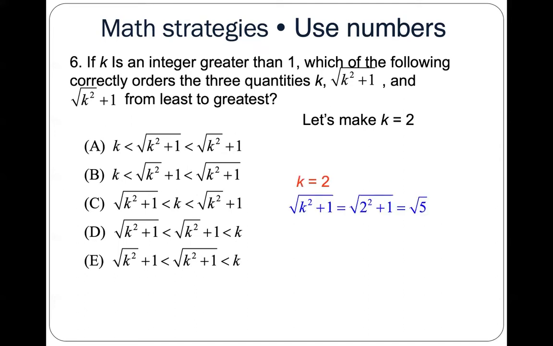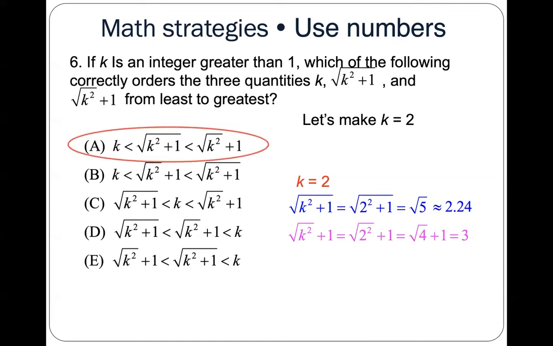So we know K equals 2. So then we go to the next expression, the square root of K squared plus 1. So we have the square root of 2 squared plus 1, which is the square root of 5, which is approximately 2.24. The square root of K squared, and then the plus 1 is not below the radical, ends up equaling a 3 using our value of K equal to 2. So option A shows us from least to greatest in order.